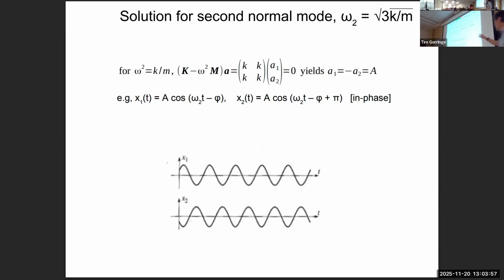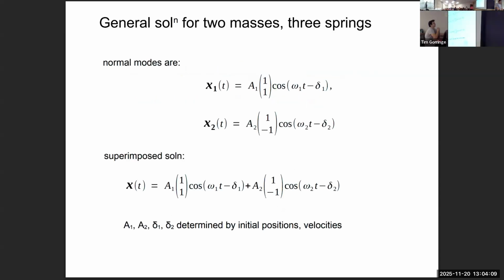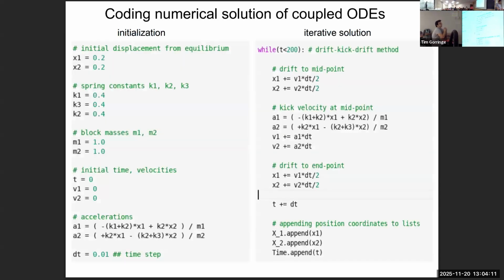There's a typo. There's two typos on the slide. This is a typo. It's out of phase. These are cut and paste typos. This is a 3. Okay. Let me go to the code.